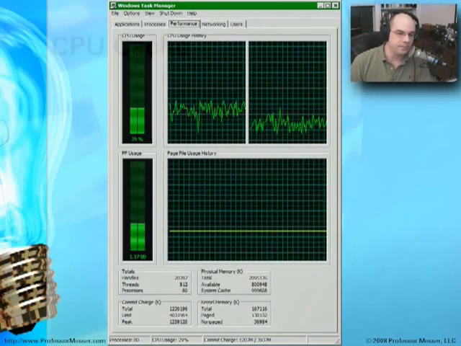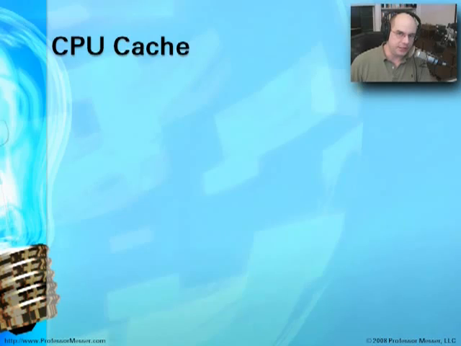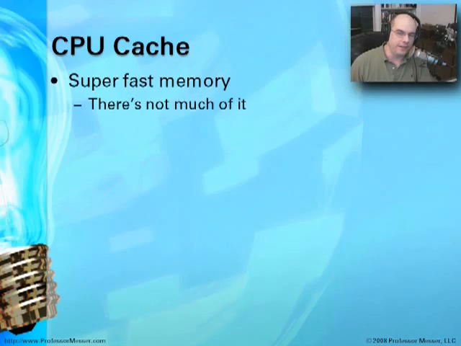In our introduction to CPU video, that module talked a lot about the structure and the architecture of cache memory. Cache memory itself is very, very fast memory. Because it's so fast, it's also very expensive, so there's not a lot of it on a CPU.